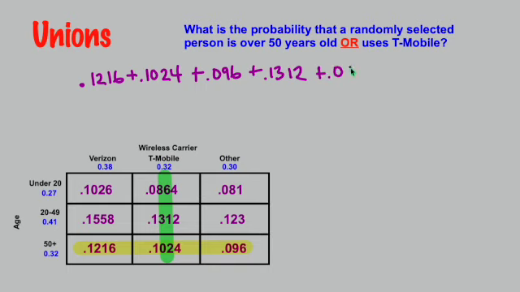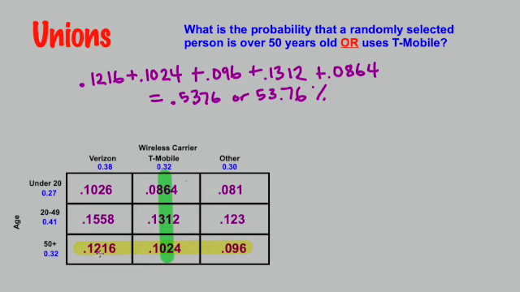So or means anything that in this case would be T-Mobile or 50 years or older, or both would work. So that's going to be 5 different boxes we're going to add together. And when you add all those numbers together, you get 0.5376. Or for those of you who prefer percentages, you could say 53.76%.